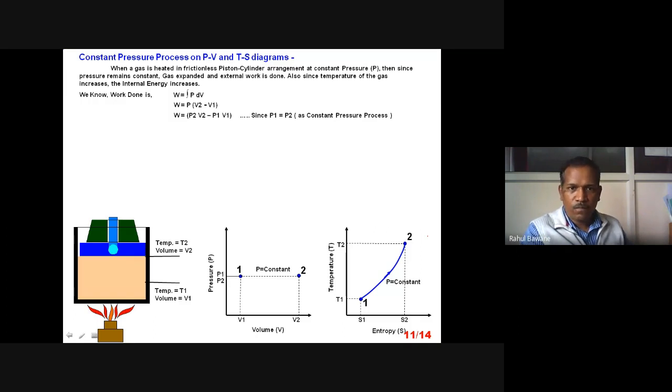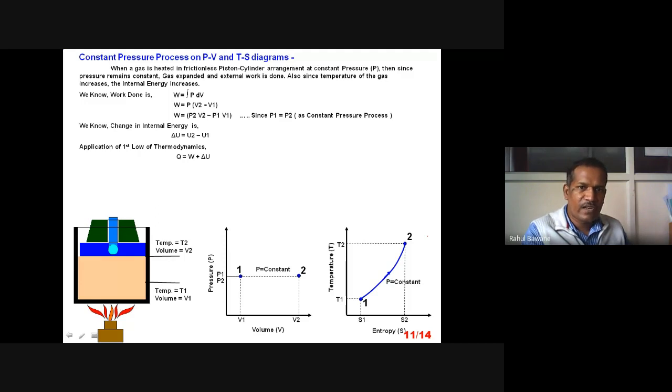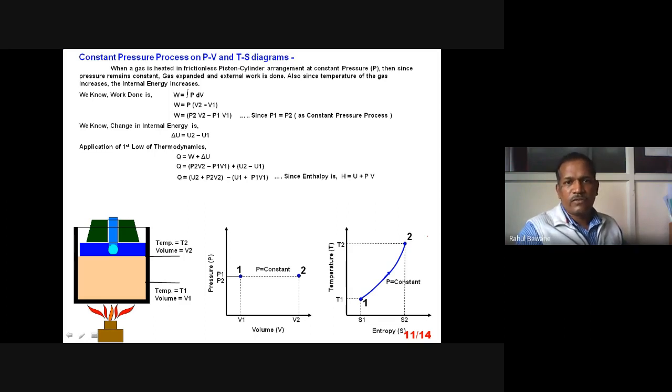Work done: definitely there is a change in volume, so PdV work is there. Heat is added, so there will also be a change in internal energy. So our equation, the first law of thermodynamics, is Q equals work done plus change in internal energy. After simplifying, we come to know that for this system it becomes the change in enthalpy. We already applied the first law to such systems.